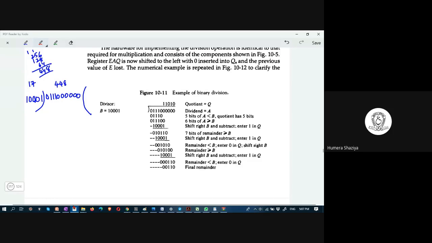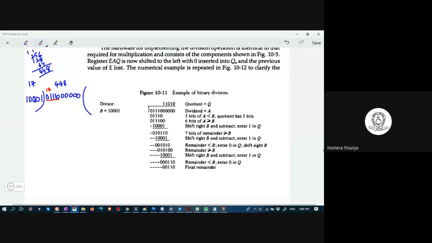Consider now the first 5 bits: 0, 1, 1, 1, 0. What is this part in decimal? 1, 2, 4, 8. This one is 14. This part is 14. Is 14 greater or smaller than 17?